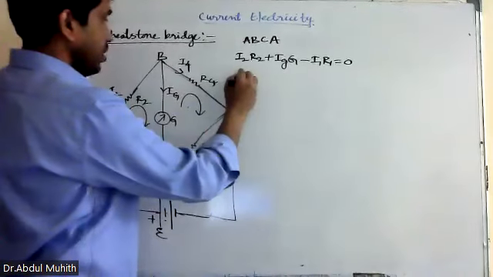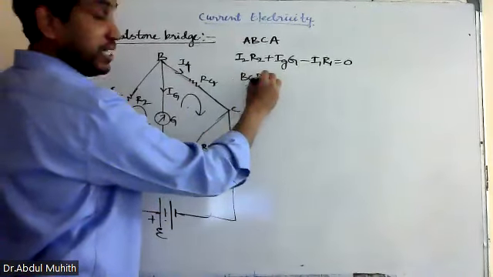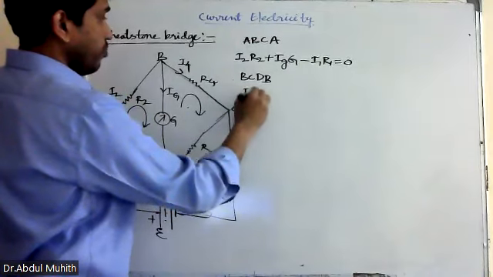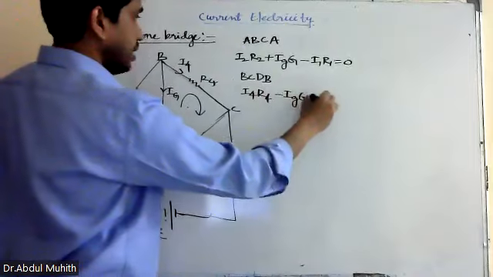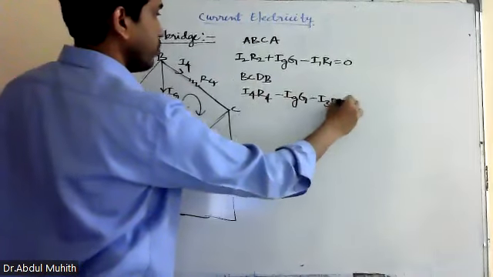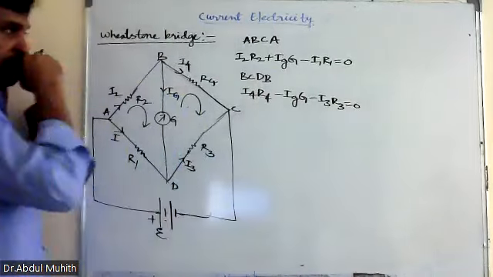So what happens? B, C, D. So what will happen now? I4 R4 minus Ig G minus I3 R3 will be equal to 0.